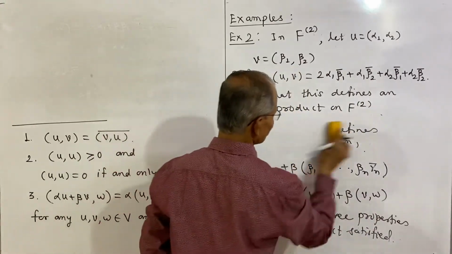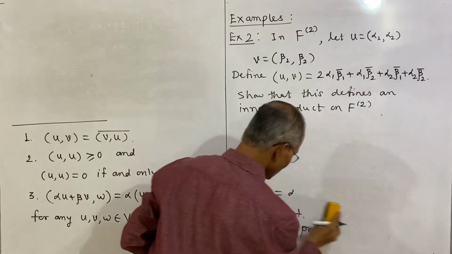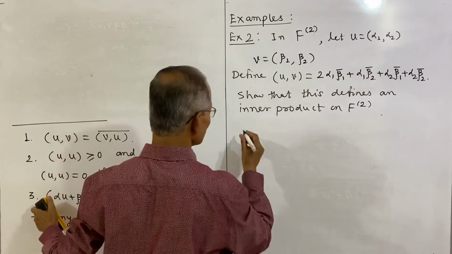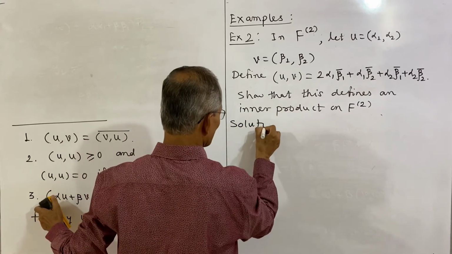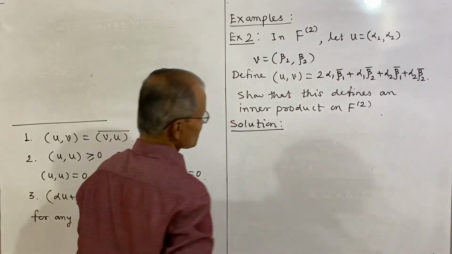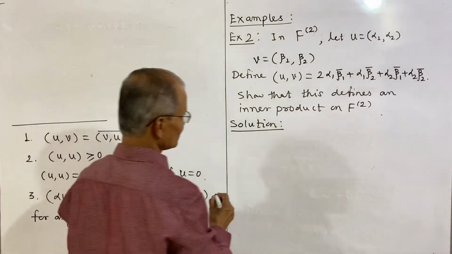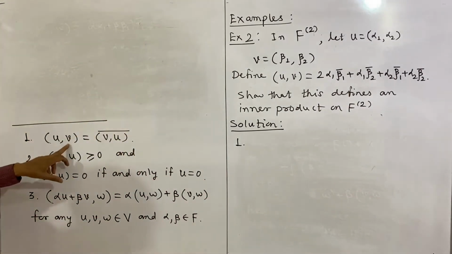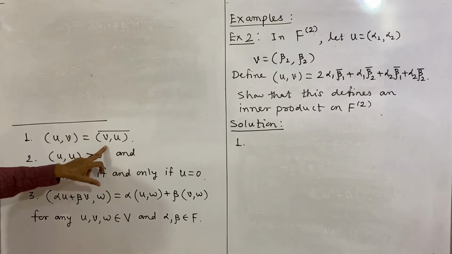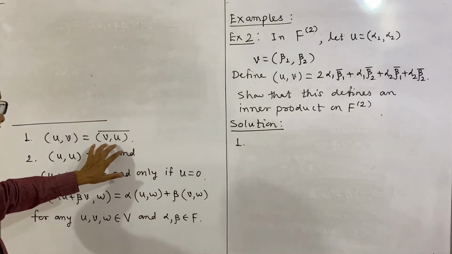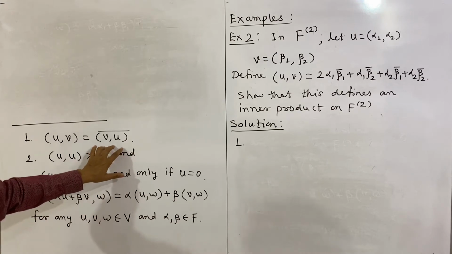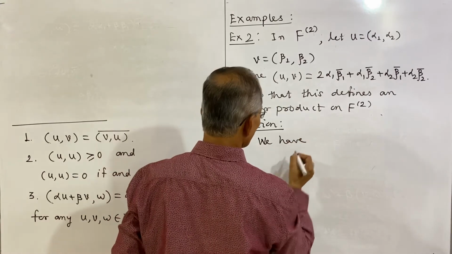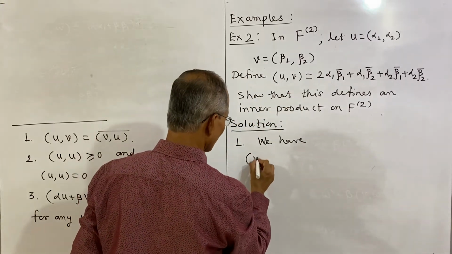We define the inner product like this and show that this defines an inner product on F2, and now we will prove it. This is an inner product, it satisfies the three properties. We shall verify the properties. First property: the inner product of u and v is the conjugate of the inner product of v and u. For that purpose we first write the inner product of v and u. So by this definition we have the inner product of v and u.